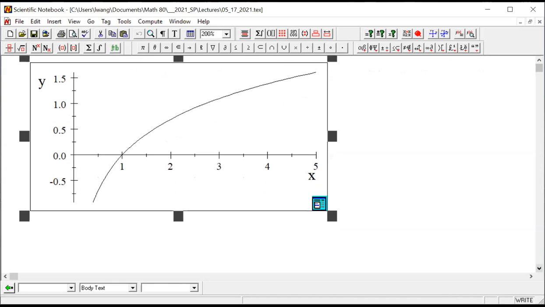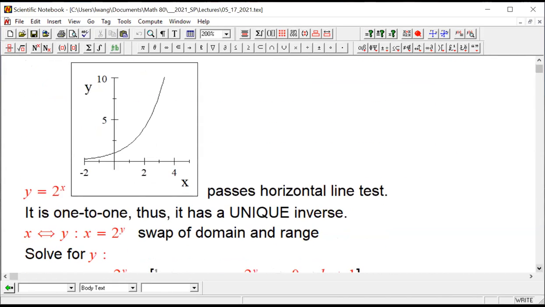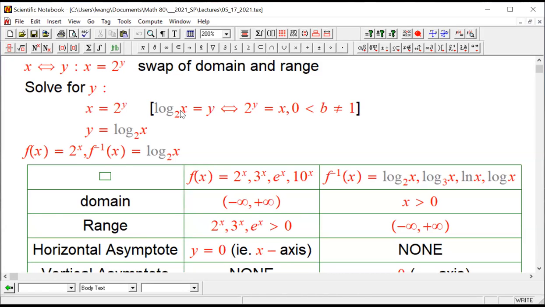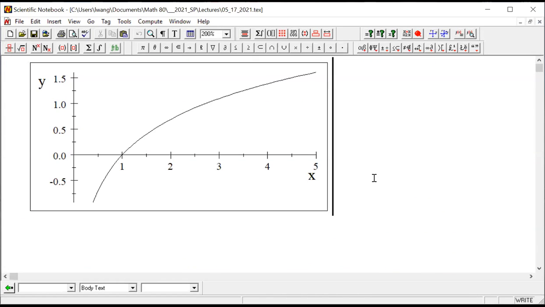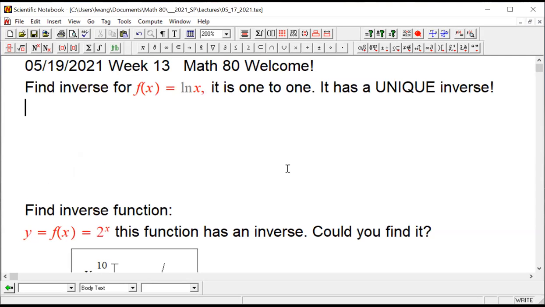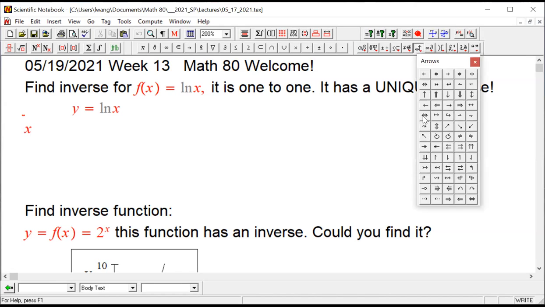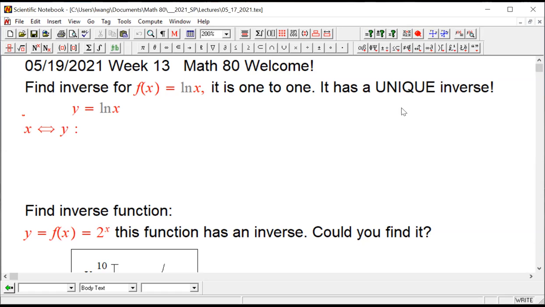And let's find it. How do we find it? We're going to follow the same procedure we did here. The only difference is the rules are different. We start with y equals ln x. Swap x with y. When we swap x with y, what else is being swapped? Domain and range are being swapped.